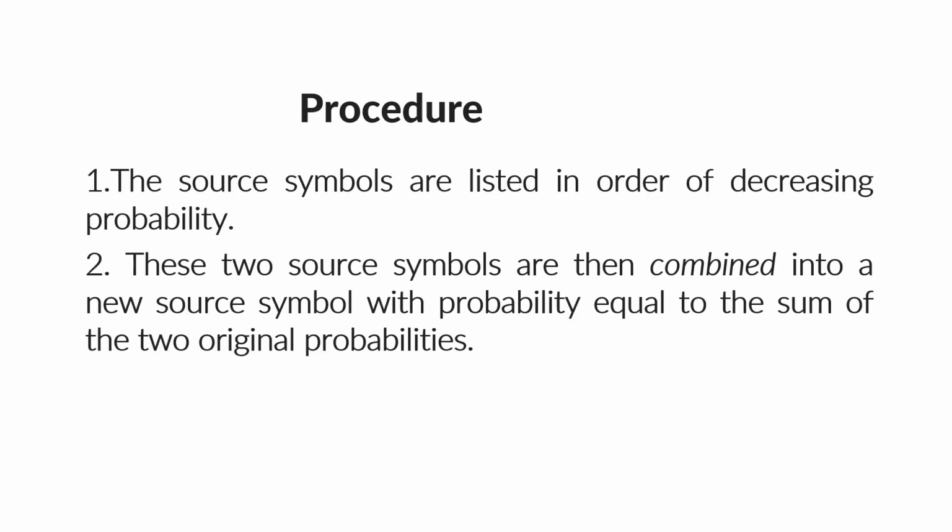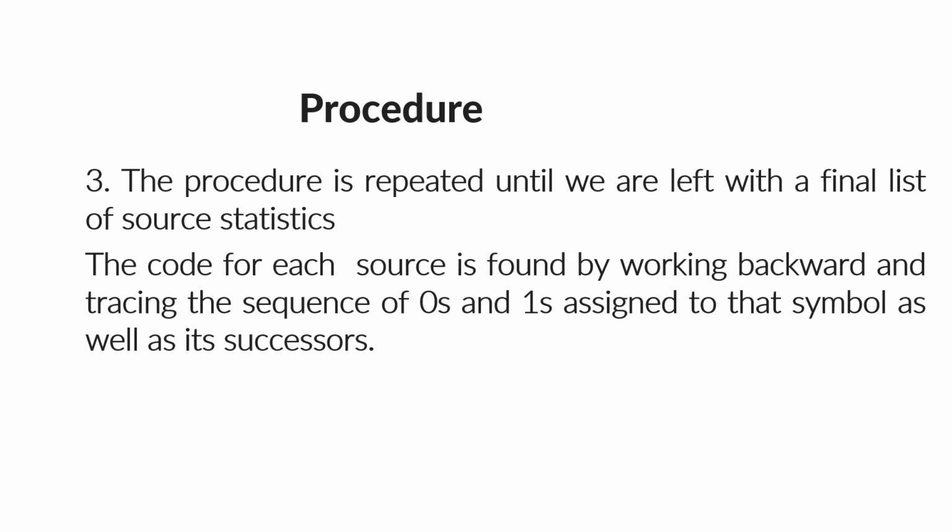So the procedure is: the source symbols are listed in order of decreasing probability, which is the same as the Shannon-Fano coding technique. The two least probable source symbols are then combined into a new source symbol with probability equal to the sum of the two original probabilities. We will understand this procedure while solving an example. The procedure is repeated until we are left with the final list of source statistics. The code for each source is found by working backward and tracing the sequence of zeros and ones assigned to that symbol as well as its successors.